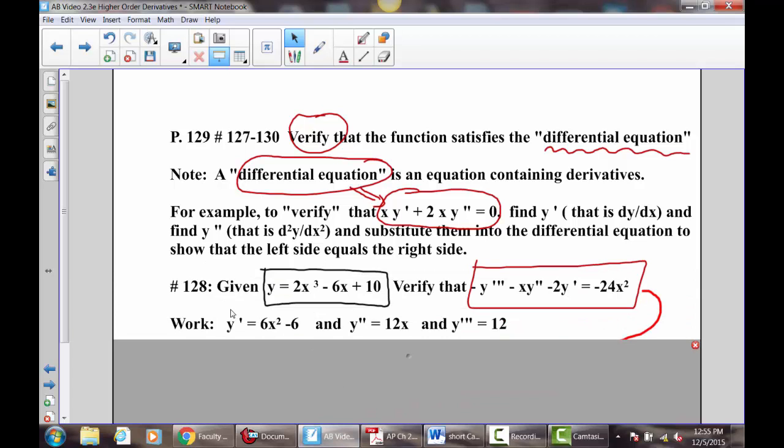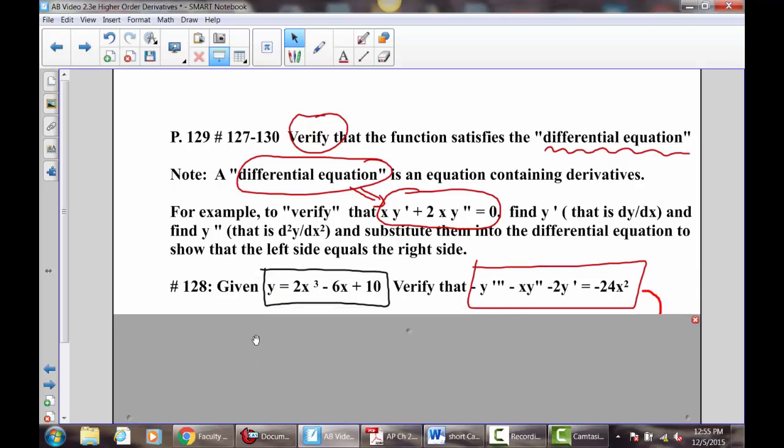So, for example, number 128, you're given this function and you're asked to verify that this function satisfies this differential equation. So basically what we're going to do is take our function. You'll notice there's a y prime, a y double prime, and a y triple prime. So I'm simply going to find y prime, y double prime, y triple prime. When I've got those expressions, I'm going to plug them into here and show that indeed the left side equals the right side.